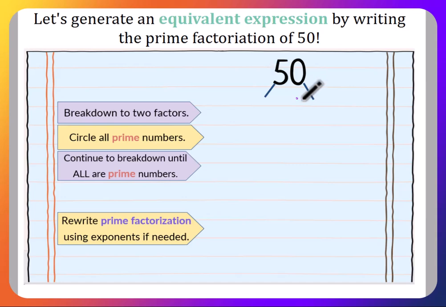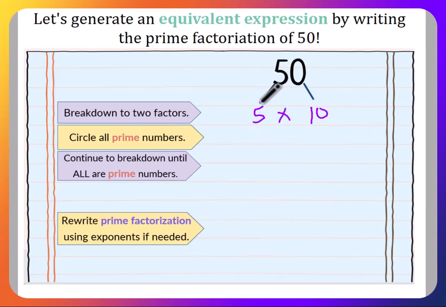Okay, let's do another one. Here's 50. Come up with 2 factors. It doesn't matter which 2 factors you choose as long as the 2 that you multiply together give you 50. You could do 2 times 25. You could do 5 times 10. I'm going to do 5 times 10. So at the end of the first branch, I put a 5, and the second branch, I'll put a 10.